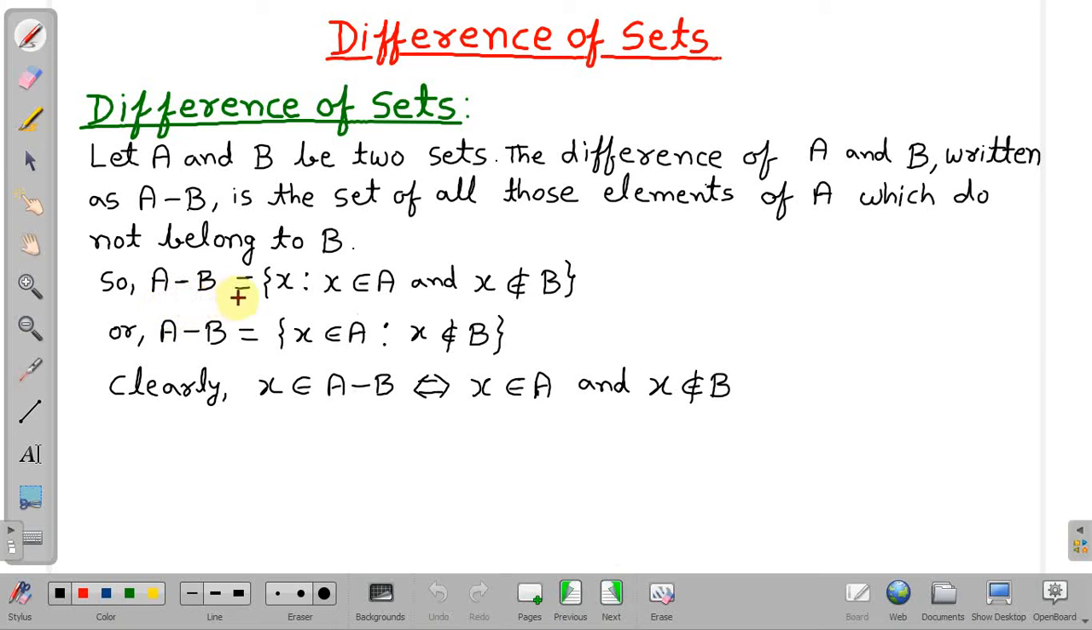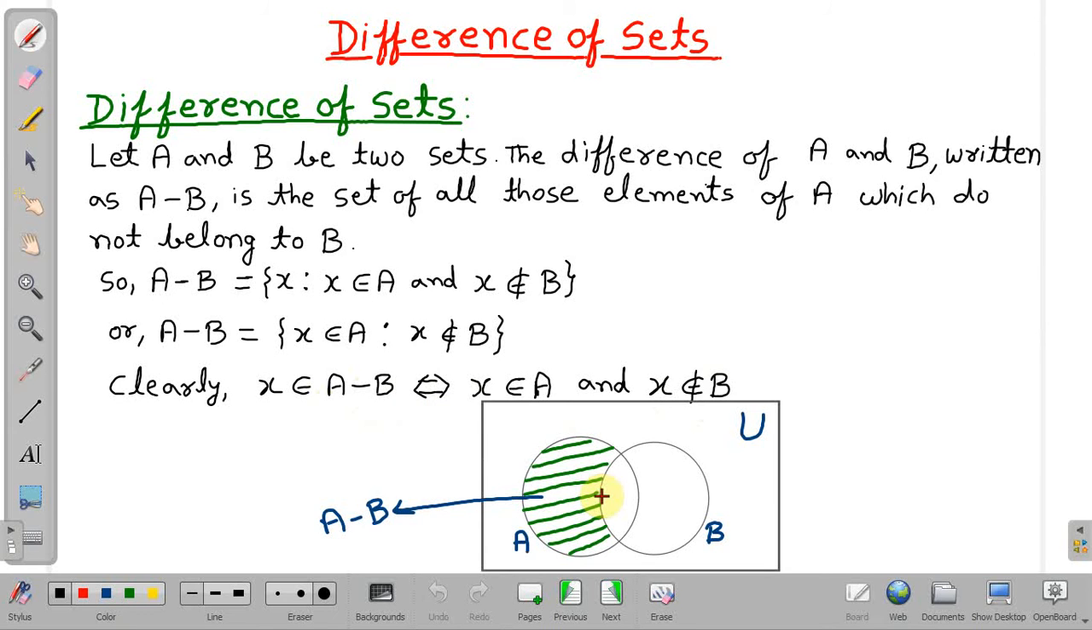So A minus B equals {x such that x is an element of A and x is not an element of B}, or A minus B equals {x is an element of A such that x is not an element of B}. So if x is an element of set A minus B, then we can say that x will be an element of A but it will not be an element of B. Or if it is given that x is an element of A and x is not an element of B, then we can say that x is an element of A minus B. Okay. So how do we represent this on a Venn diagram?